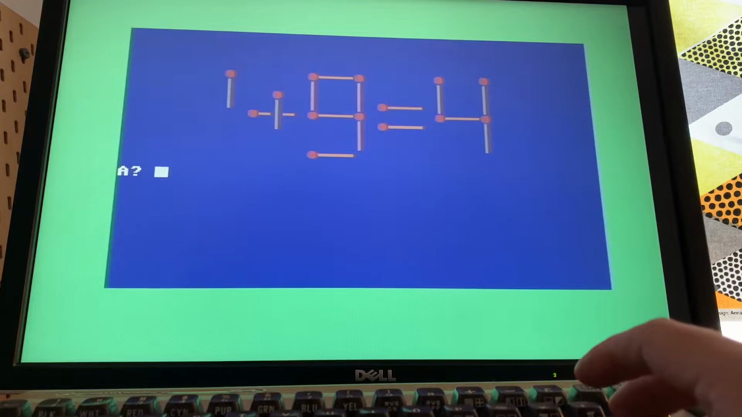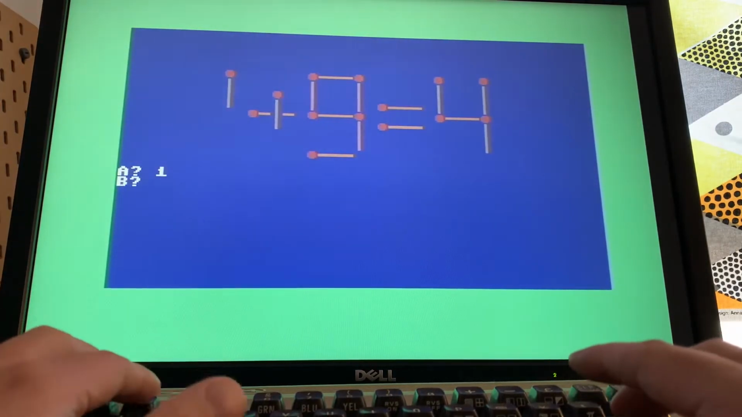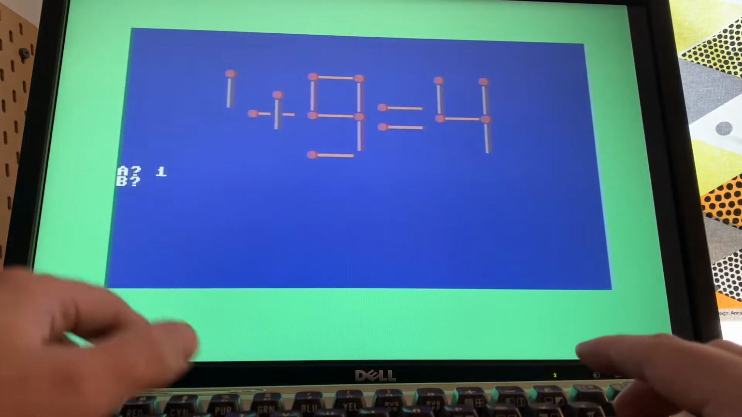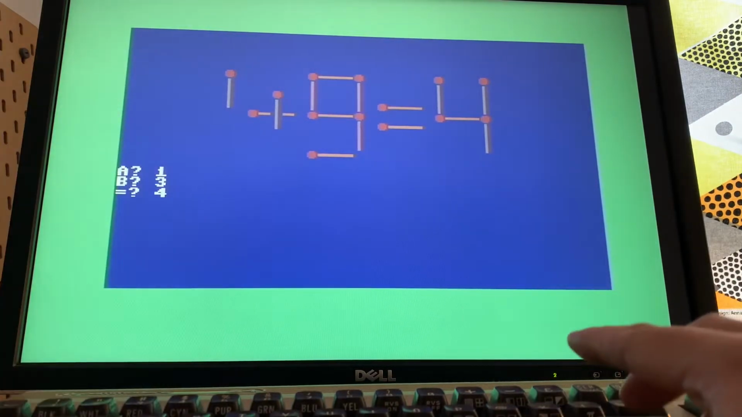Okay, and in this case, interesting. Actually, it's really interesting. Okay, 4. I think 4 needs to stay. That's my best guess. Oh yeah, 1 plus 3 is 4. So this matchstick will be moved here. Yeah, that's correct.